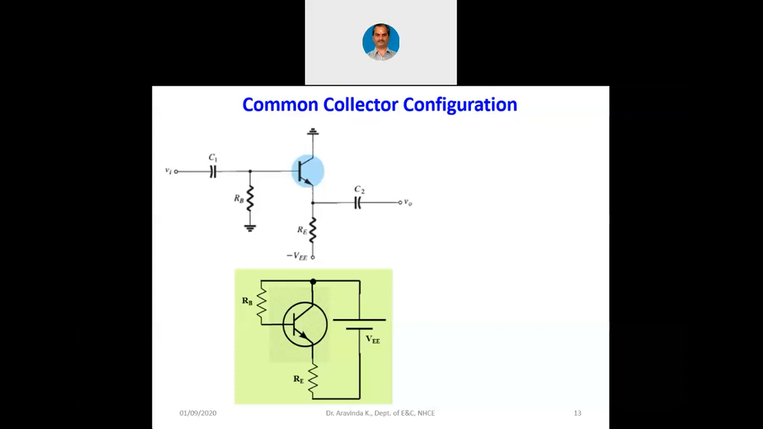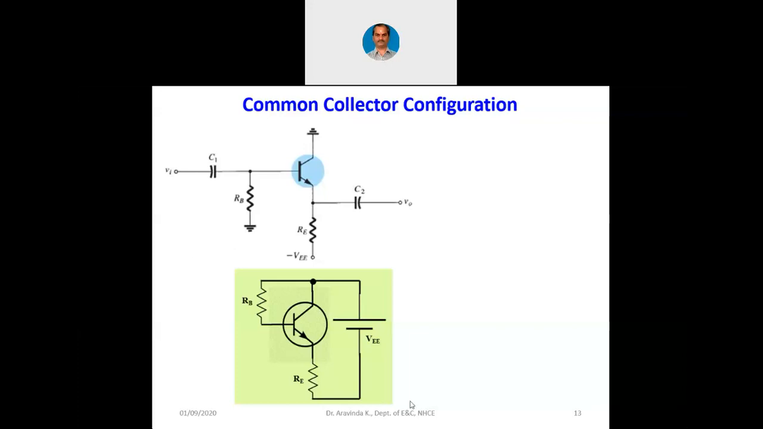You will understand the differences between these three configurations only when we complete the AC analysis. You will have to wait until then. But right now, simply understand, we are discussing this common collector configuration with the base bias circuitry itself. We don't have to go for the other two biasing circuitry such as self bias and voltage divider bias. We need not, because it is not going to give us any better results.